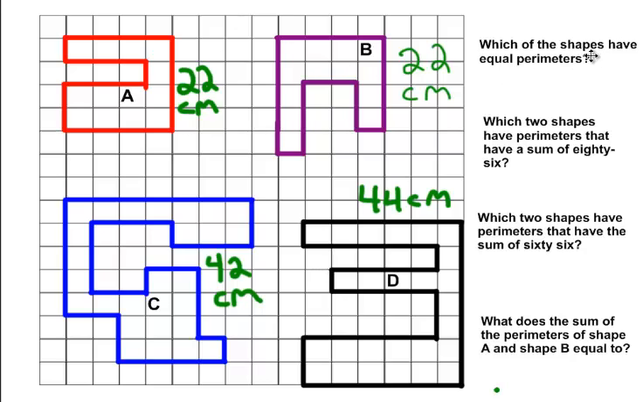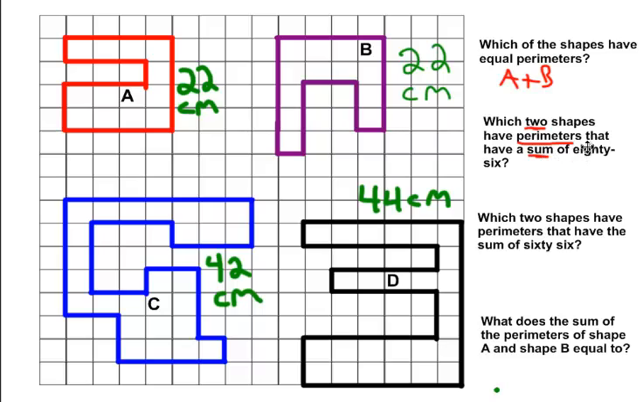Which of the shapes have equal perimeters? Of course, that's going to be A and B. A and B have equal perimeters. They match. So we write A and B. For the second question, it says, which 2 shapes, so we need 2 shapes, have perimeters, which we already did, that have a sum.